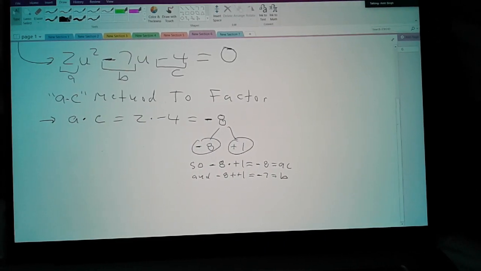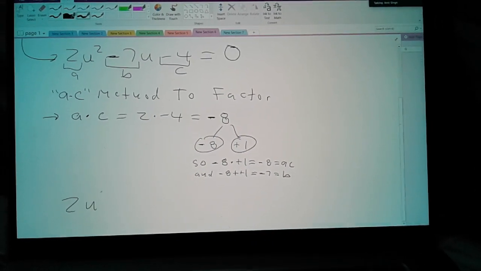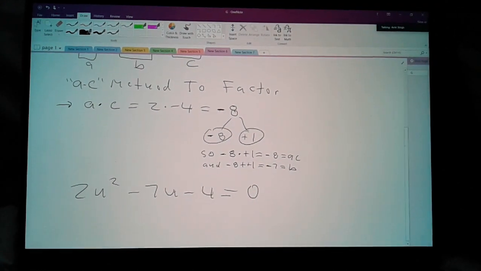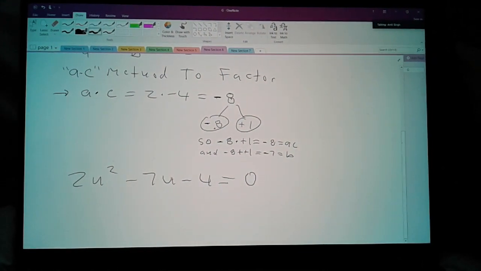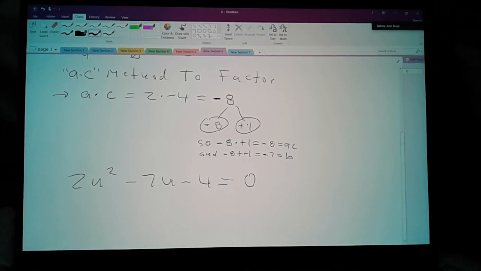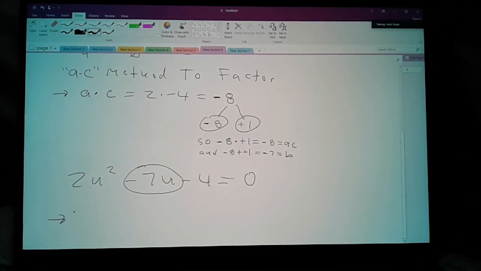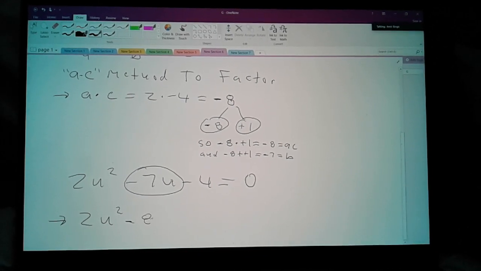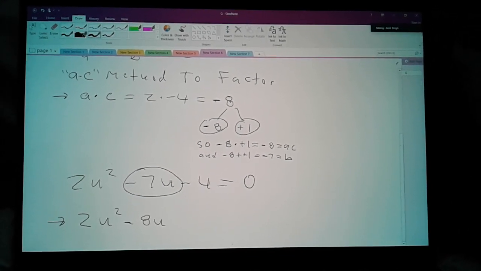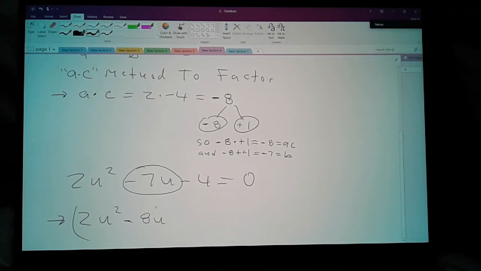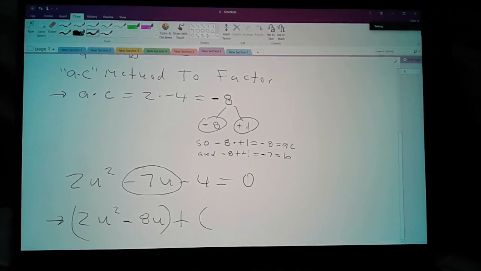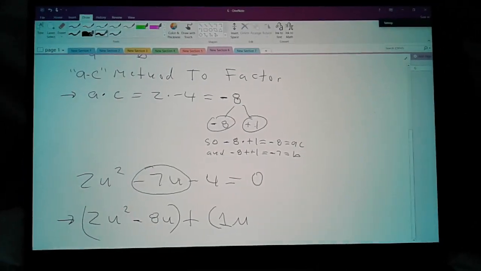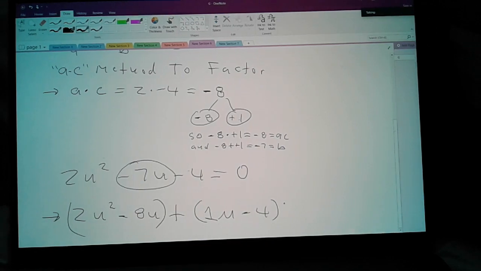So what do I got here? I got 2u squared minus 7u minus 4 is equal to 0. Using these 2 factors, negative 8 and positive 1, I'm going to rewrite the middle term. So this will be 2u squared minus 8u. The negative 8 is coming from here. Plus this one, right? The positive 1. So positive 1u minus 4 equals 0.